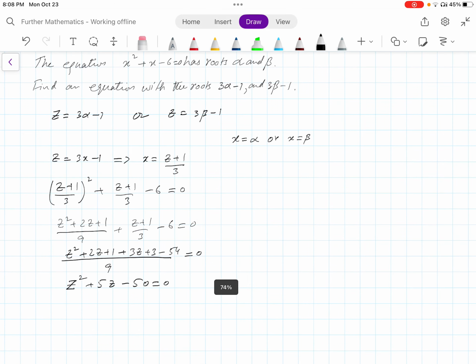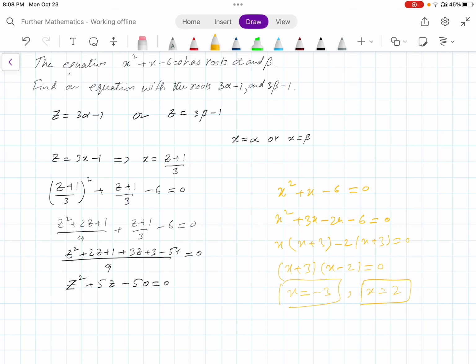Now we should check whether the condition is fulfilled or not. The original equation x squared plus x minus 6 equals 0 has roots, and we can find them using factorization. So it's x squared plus 3x minus 2x minus 6 equals 0. We take x common from the first two terms and minus 2 from the last two, which gives x plus 3 times x minus 2 equals 0. So the roots of the given equation are x equals minus 3 and x equals plus 2.